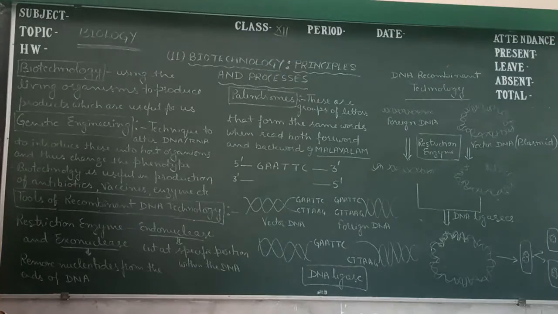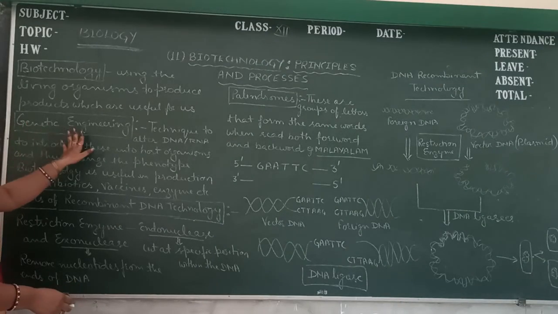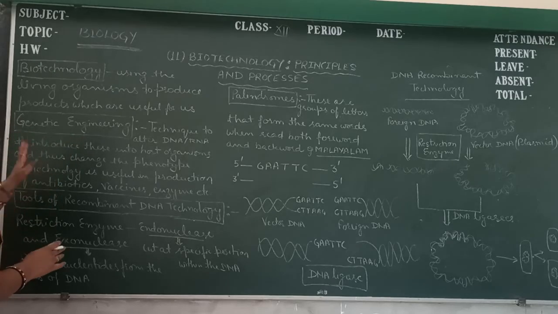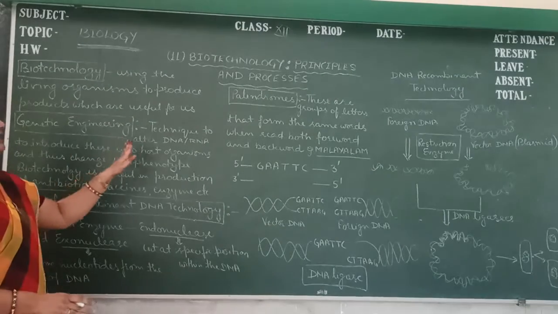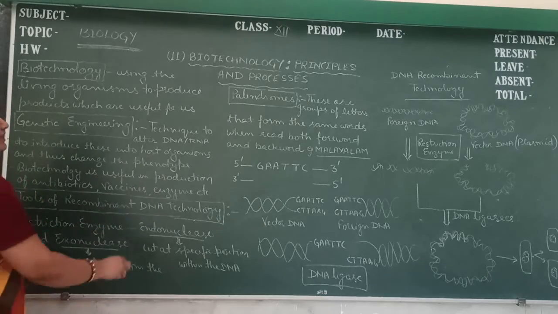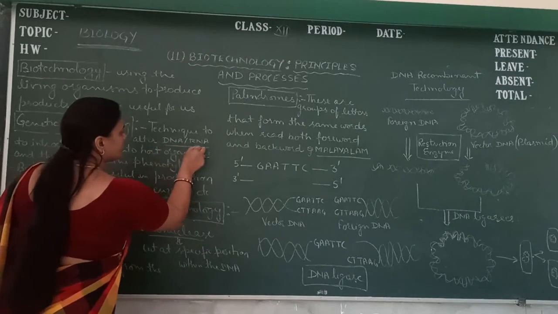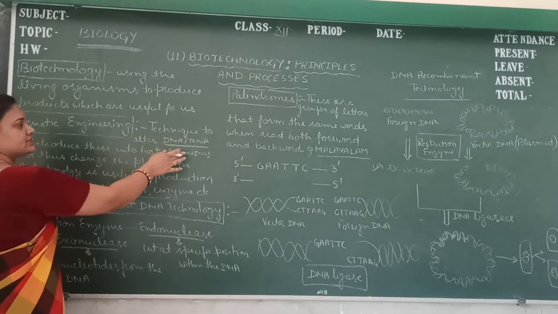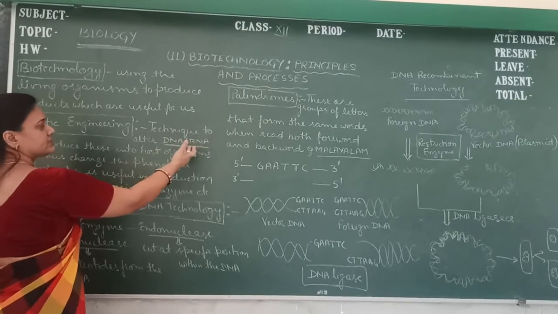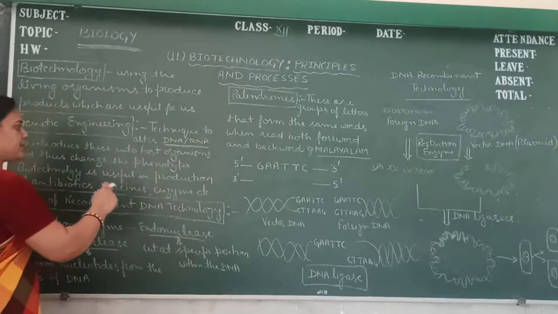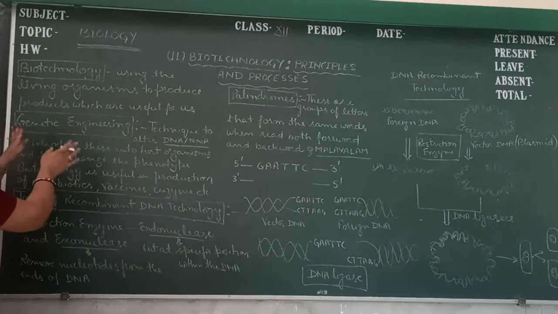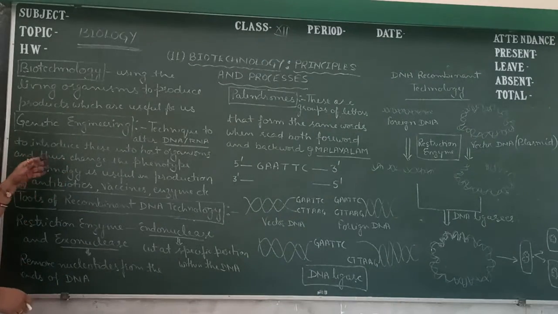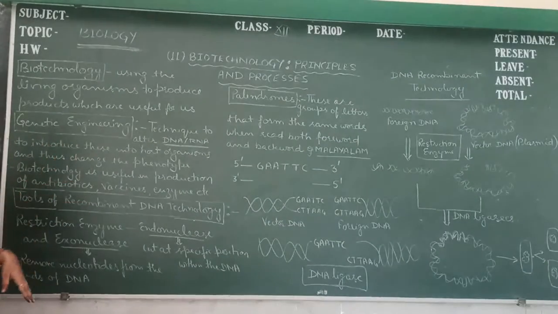The next is genetic engineering. It's a principle of biotechnology. What is genetic engineering? Genetic engineering is the technique to alter genetic material, that is DNA or RNA. In some viruses, the genetic material is DNA, and in other viruses, the genetic material is RNA. So, by this genetic engineering, the technique to alter the genetic material to introduce these into the host organism.